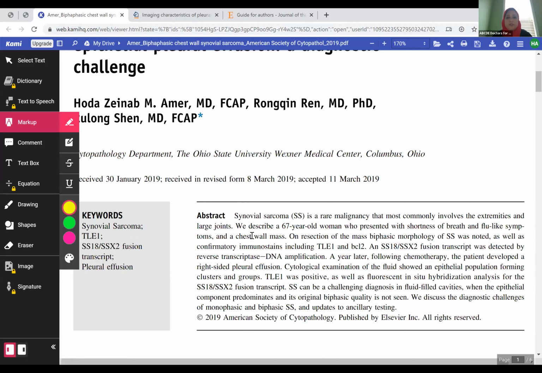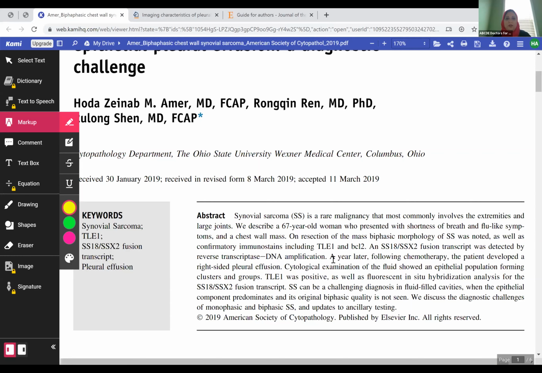The next part is, what are we doing? We are describing a 67-year-old woman who presented with shortness of breath and flu-like symptoms and a chest wall mass. The presentation was somewhat unique, which is why it's in the abstract, that she came with shortness of breath and flu, and then they found a chest wall mass. The second part, which is pathology: biphasic morphology of synovial sarcoma was noted, as well as immunostains, okay? And then right away we talk about the genetic component, which was the fusion transcript that was detected.